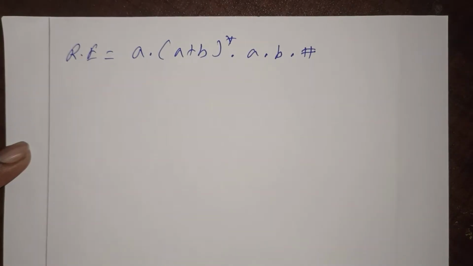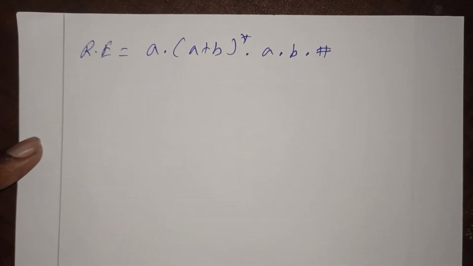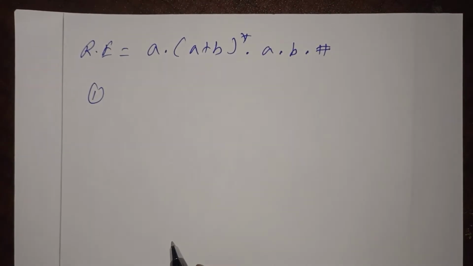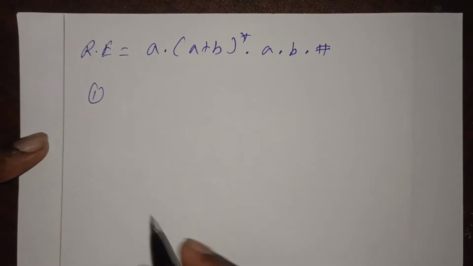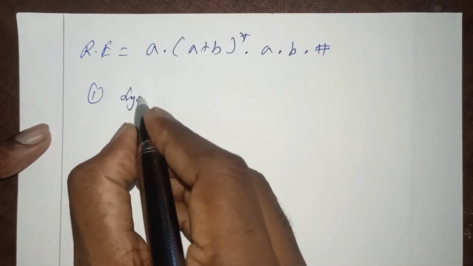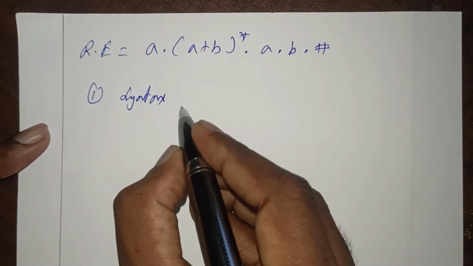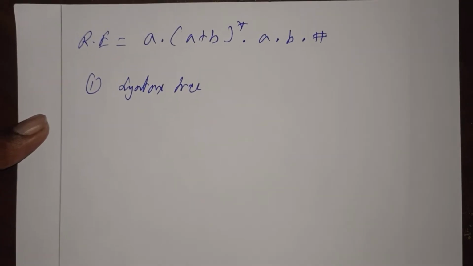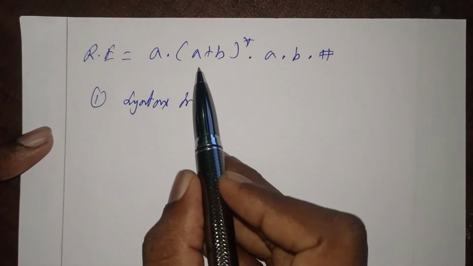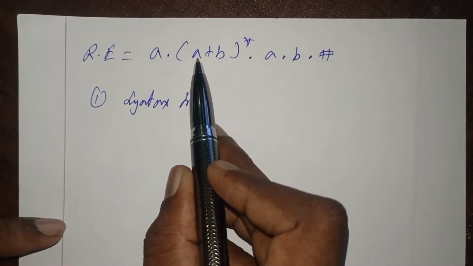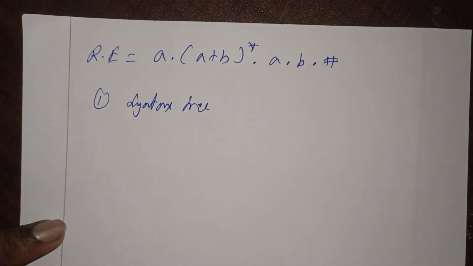The first thing we are going to do here is draw a syntax tree, from which you can derive the first and last positions of it. It is going to be a little tricky process. We always take the part that is performed first, that is BODMAS, which is inside the bracket, that is a plus b the whole closure.